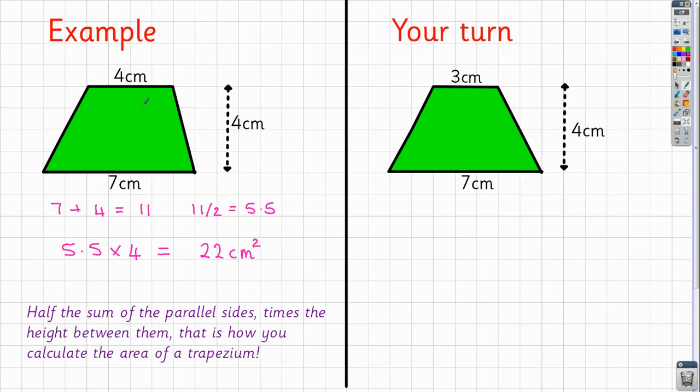So average the parallel sides. We do that by adding them and then dividing by 2. And then we multiply that number by the height between these two parallel sides. So pause it and have a go at the question on the right-hand side.